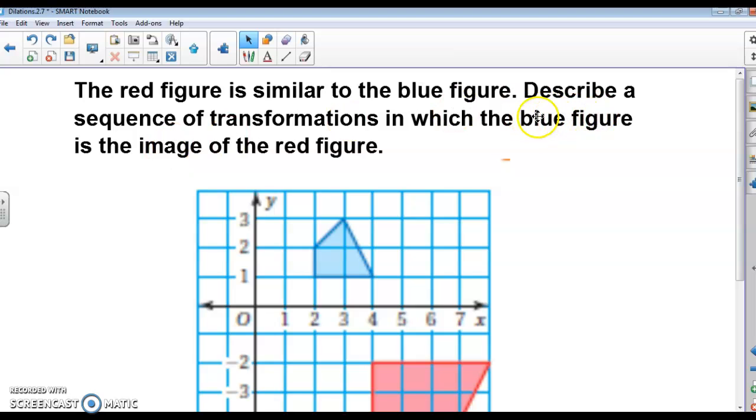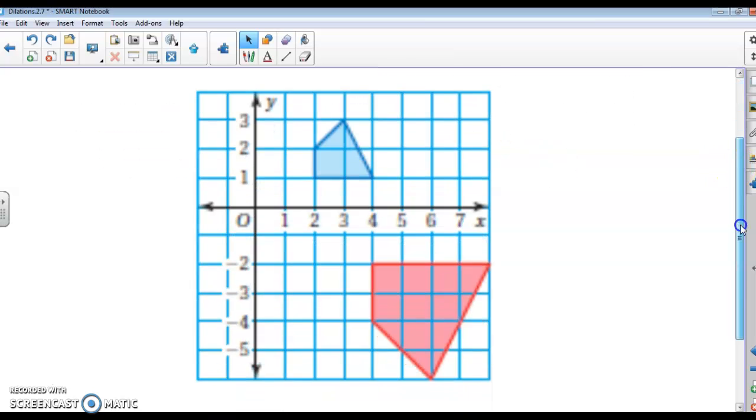So remember, that means that the blue figure is the second figure. So the red figure is the original. So we're going from red to blue because it says in which the blue figure is the image of the red figure. The image is after the transformations. The pre-image is the original one. So we have to look, how can we get from the red to the blue?